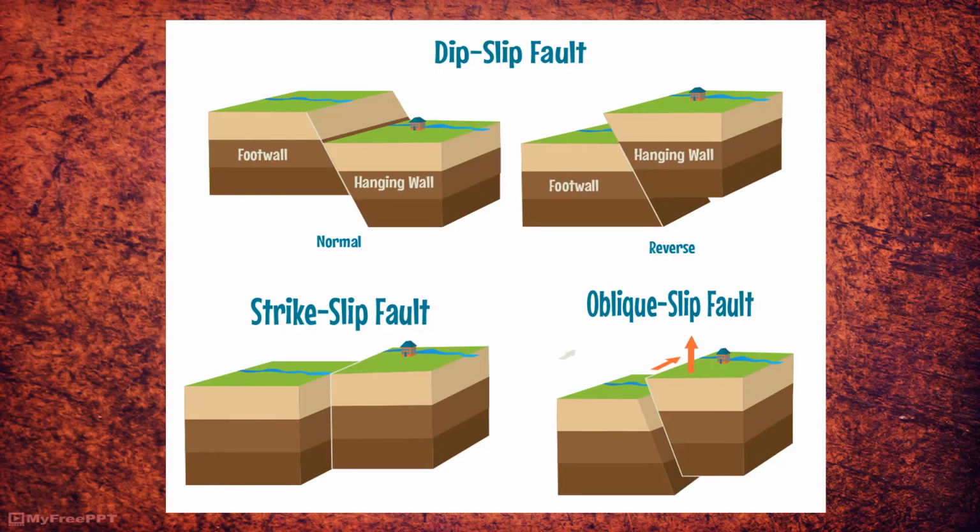Here's an image to compare now our dip slip fault, the normal and the reverse, and the strike slip fault. And lastly, we have here an oblique slip fault kung saan merong movement pataas and then paside, horizontally. Okay.